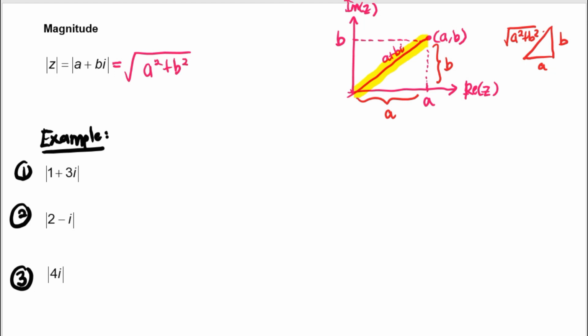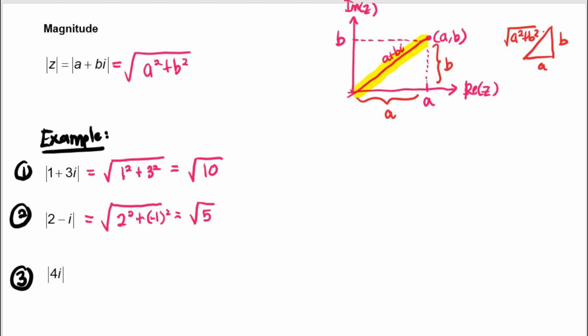Now suppose we have this 1 plus 3i. We want to find its magnitude, therefore we just need to find the square root of 1 square plus 3 square. So this is actually 1 plus 9, which is 10, square root of 10. Right, this one, square root of 2 square plus -1 square. So this is given by square root of 5. For 4i, we don't have the real part, which is 0 square plus 4 square. So in this case, it's actually 4. So the length is 4. So this is the magnitude.